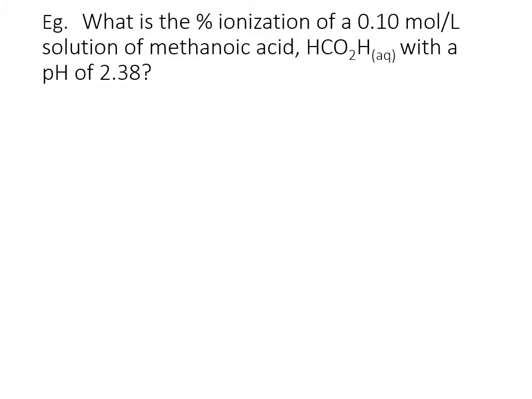So let's try it out. We're trying to find the percent ionization. We have a solution of this particular methanoic acid, and its current pH is 2.38. Remember, its pH tells us how many hydrogen ions it has put into solution. We know that the acid's concentration was 0.1 moles per liter. A certain amount of that is going to go through with the dissociation, but not all of it.